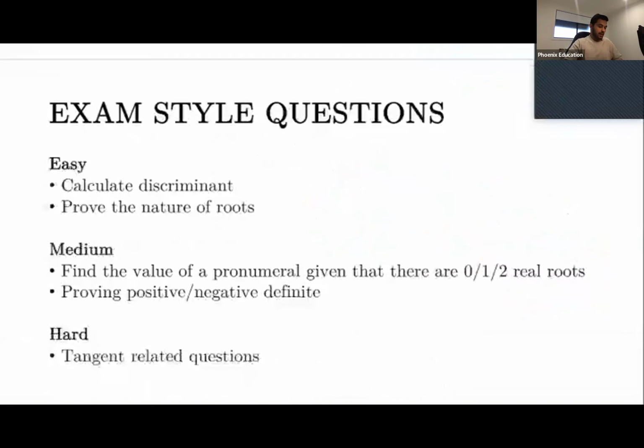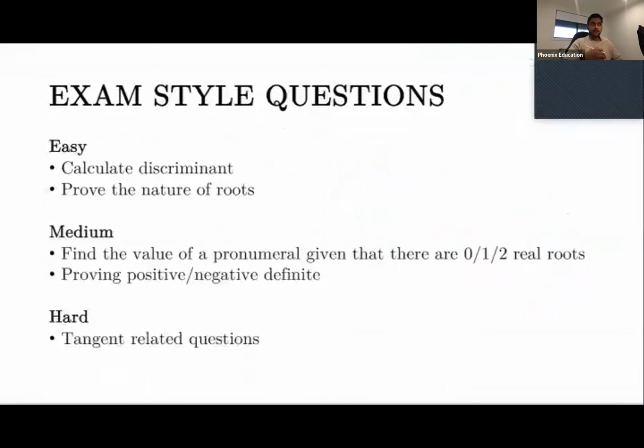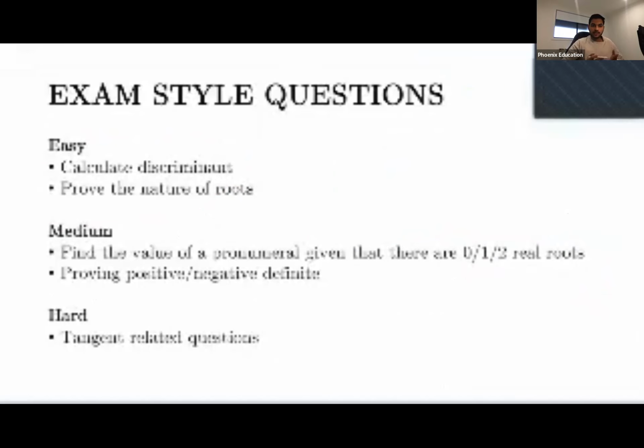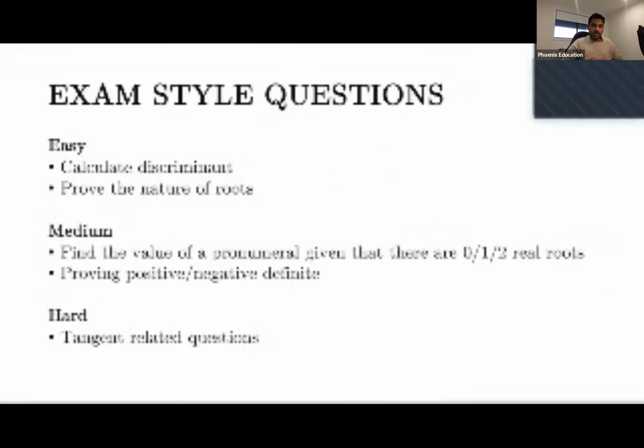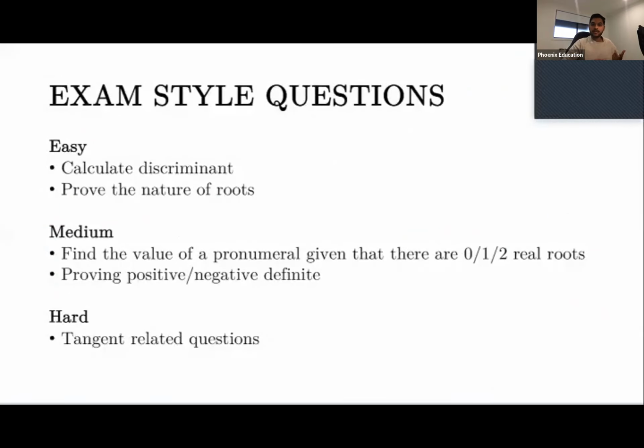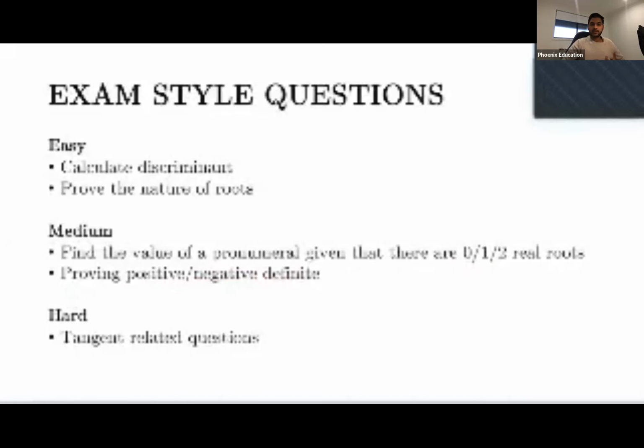Let's have a look at the types of exam questions that will appear in your prelim. The easy style questions will just ask you to calculate the discriminant straight off the bat, or they'll ask you to show how many roots a quadratic has. For a more difficult style question, they'll ask you to find a particular missing pronumeral. They'll give you a quadratic with a missing pronumeral, and ask you to find it given that there are 0, 1, or 2 roots. Or you'll be asked to prove that something is a positive or negative definite, like the theory we just looked at.